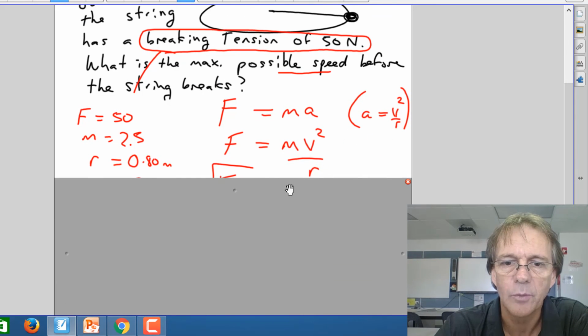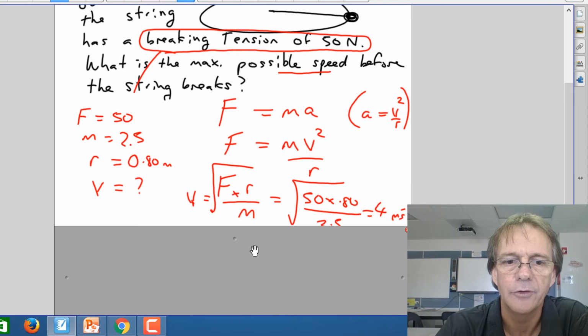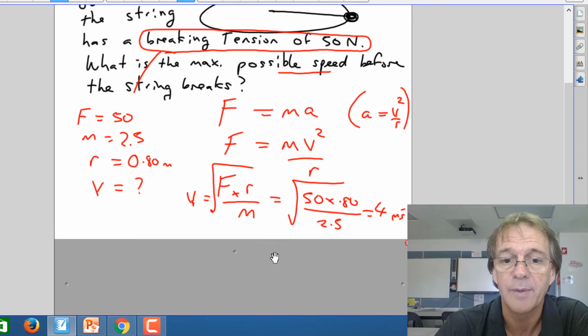So you could rearrange this first in one go by bringing the divide by r up to times by F. Instead of times by m, you divide by m, and then you would square root it. So doing that would give you the formula in one go. It's okay to substitute the numbers and rearrange afterwards, but you end up with about 4 meters per second there. So that's as fast as you could go before the string would actually break.